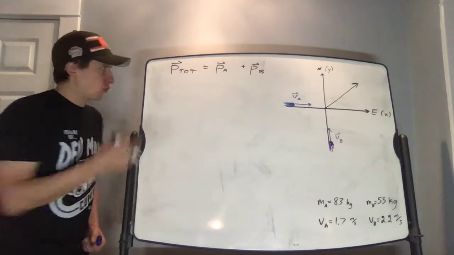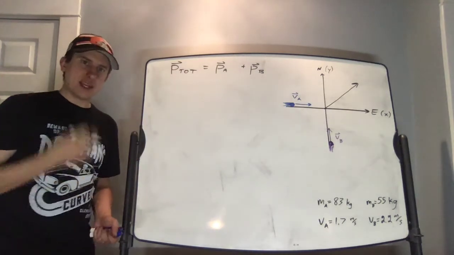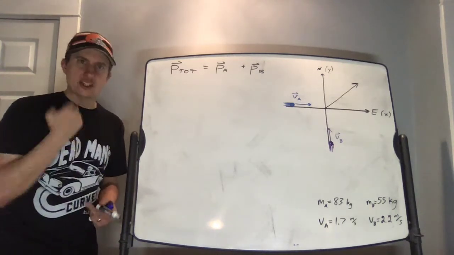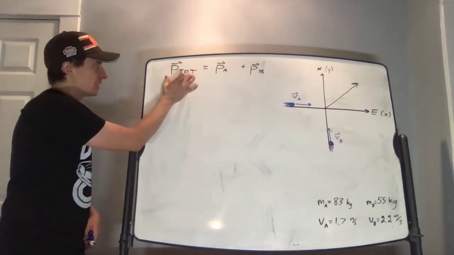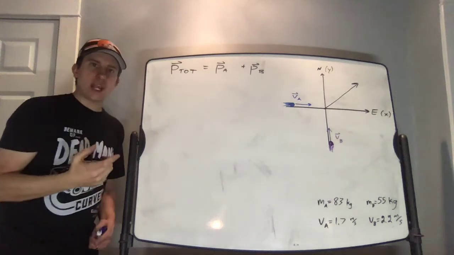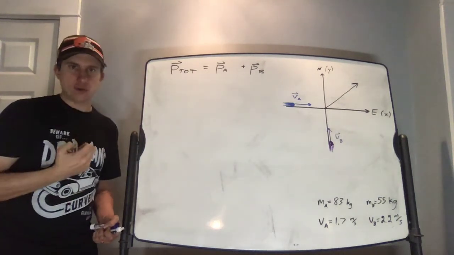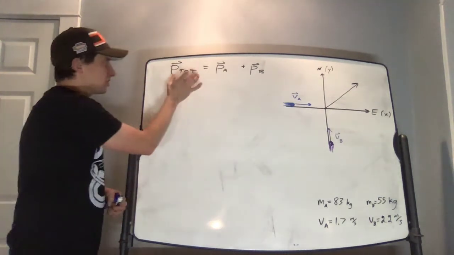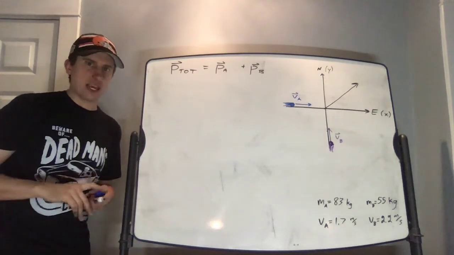Well, we know that the total momentum is going to be the same in both cases. Before the collision and after the collision, this will be the same vector. But the individual momentum vectors could change from before the collision to after the collision. As long as the total momentum does not change, that's okay.